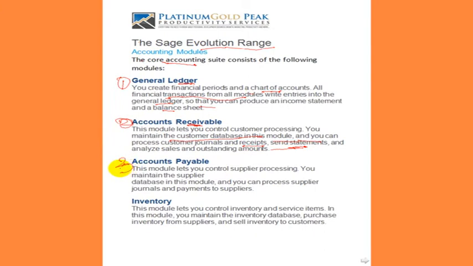The third one is accounts payable. The accounts payable module lets you control the supplier processing, just like the opposite of the accounts receivable. You maintain the supplier database under this module, and you also process journals and payments that relate to suppliers. After this, you move to the inventory.